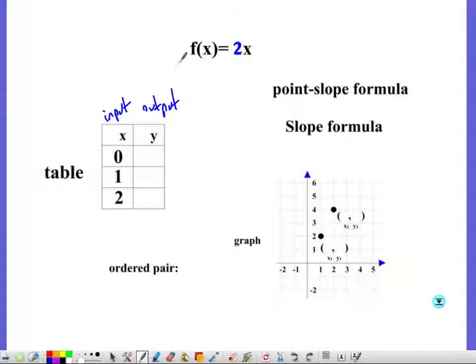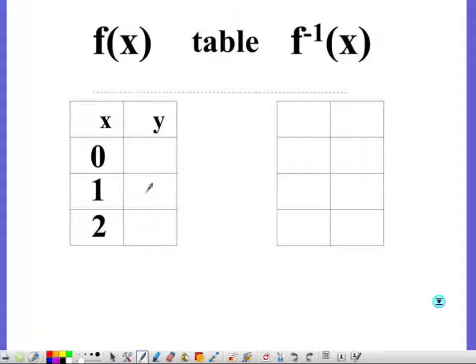So let's go through the function cycle and let's put this in table form. So remember, we take each input, plug it in for x, and we get our output. So the first one is 0, 0. If we plug in 1, we get 2. If we plug in 2, we get our output 4. So here is our table, 0, 2, and 4. So again, here's the function, and here's the inverse, the opposite.